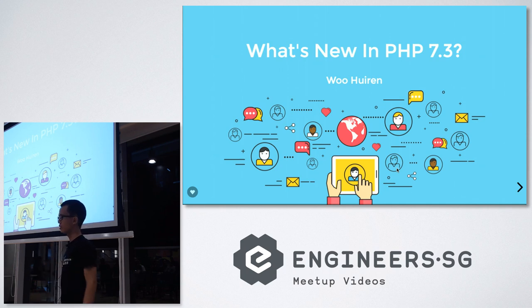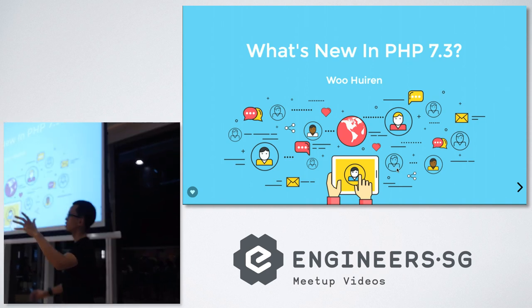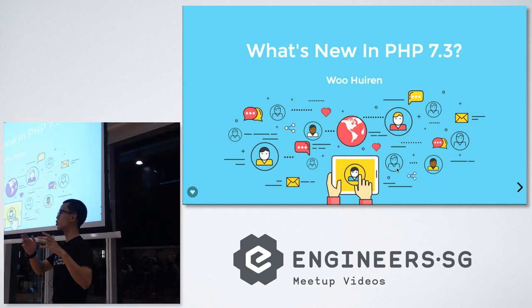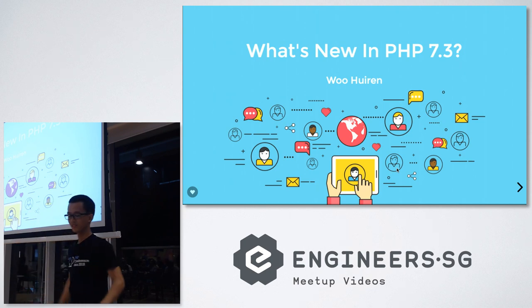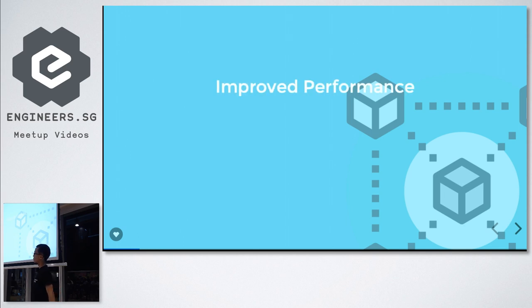One of those. So I'll be mainly focusing on the differences between PHP 7.2 and PHP 7.3. Recently, 7.3 became stable and has been released to everyone, so you can download PHP 7.3. I'll be talking on three main topics on PHP 7.3. The first one is the improved performance for PHP 7.3.